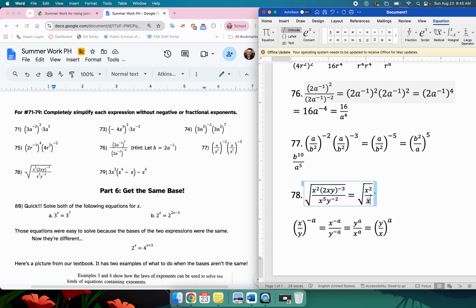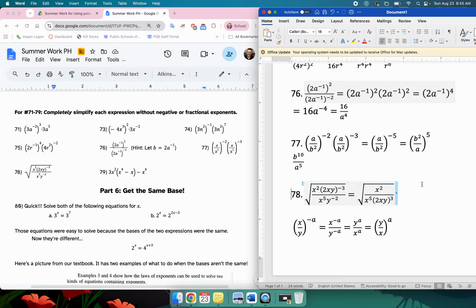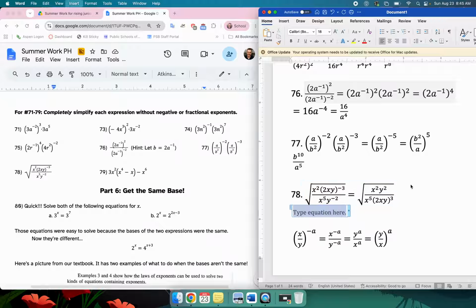So I already have an x to the 5th here, and a y to the negative 2. So this 2xy to the negative 3, it's going to go downstairs, but that 3 is going to become positive. Likewise, I think I'll do this in the same line. The y to the negative 2, that should go upstairs and become positive. Okay, so now I've dealt with all the negative exponents.